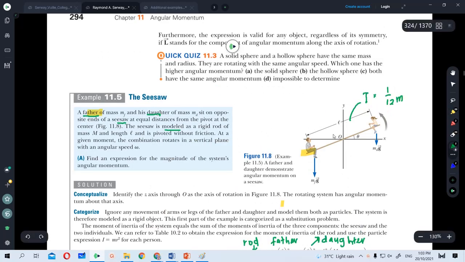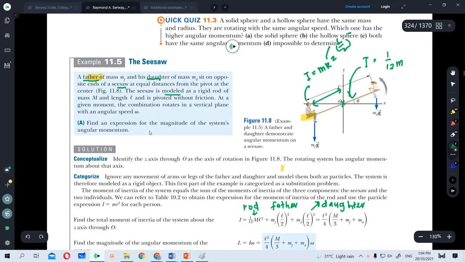However, for the mass of the father and daughter, there is no model indicating as such, whereby we find that the axis of rotation is outside of their body. Because of that, we are going to calculate the I individually for father and the daughter as the expression mr squared, whereby the R is L over 2.